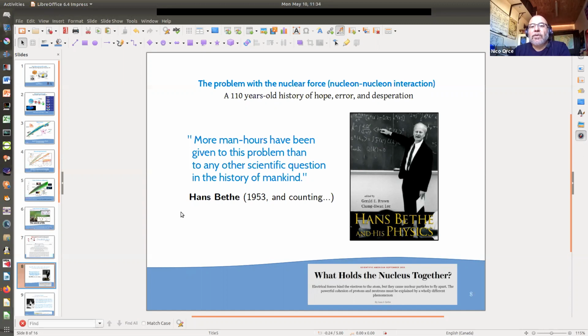This is the problem with the nuclear force. Sometimes we call it nuclear force, and sometimes we call it nucleon-nucleon interaction. Basically, the interaction between two nucleons: one proton, one neutron; one neutron, one neutron; one neutron, one proton; any combination of nucleon-nucleon interaction.